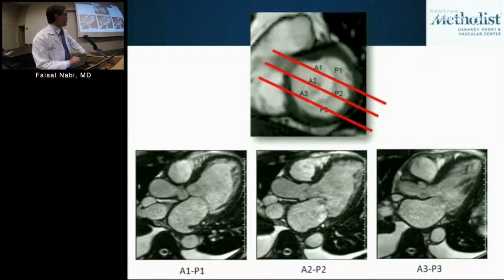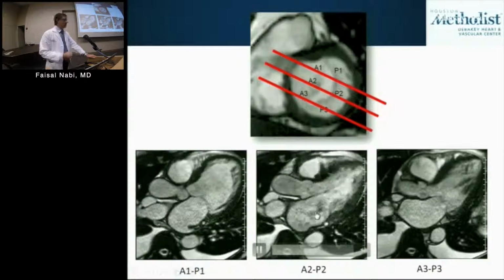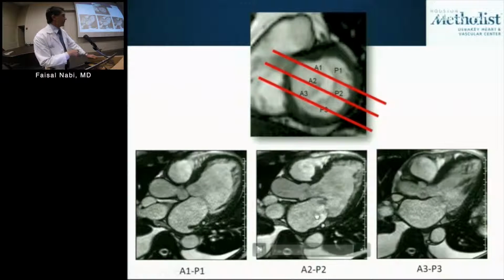So one of the nice things we mentioned about CMR is being able to look at many of the different interfaces, the scallops of the mitral valve. In this particular case, if you look closely at the A2P2 interface, which was not seen in the A1 or A3, there was a flail leaflet.